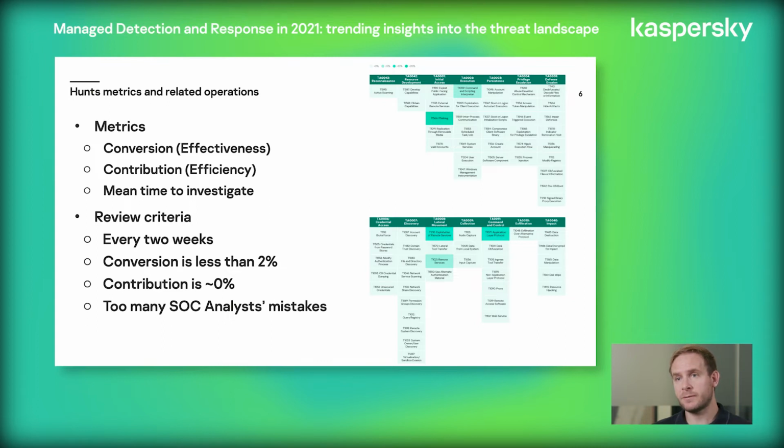For each hunt, we calculate several metrics. The most important ones are conversion. Conversion shows the effectiveness of detection logic. It is the ratio of the number of incidents to the number of alerts. Simply speaking, it shows us how many alerts were converted to actual incidents. Contribution. Contribution shows the efficiency. It answers the question, what proportion of the total number of reported incidents were detected using this particular hunt? Very often, hunts with good conversion have bad contribution, and vice versa. For example, PowerShell-related hunts have pretty low conversion, but very high contribution, and that's why these metrics should always be reviewed carefully.